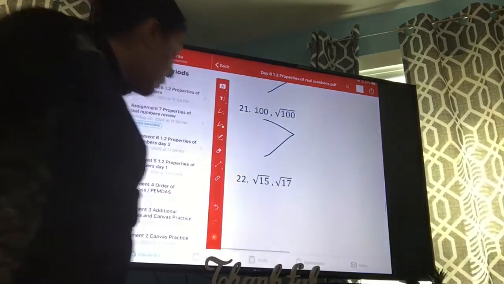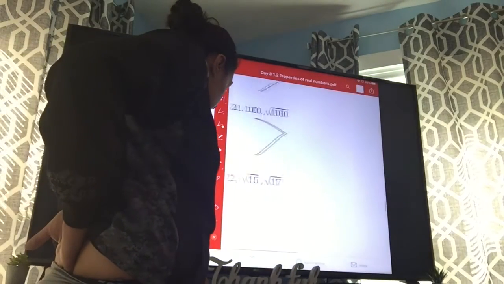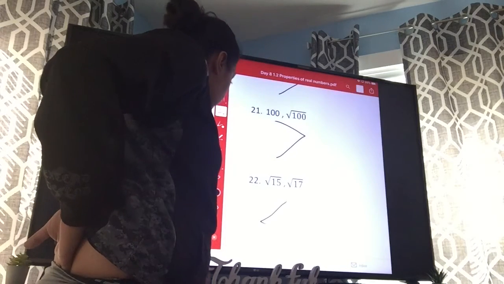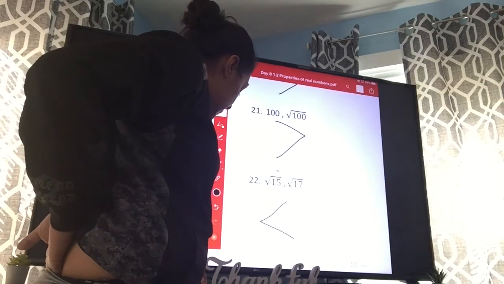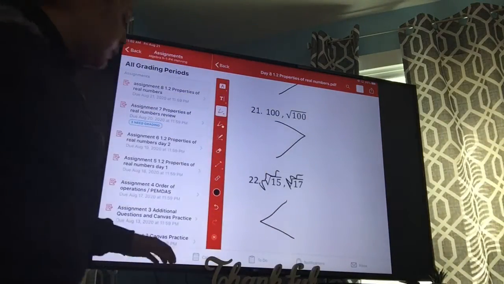I'm going to do one more. Square root of 15, square root of 17. Which one's going to be bigger? 17, the square root of 17. Since they both have a square root, you can just not even pay attention to it, and just look at which one's bigger, 15 or 17.